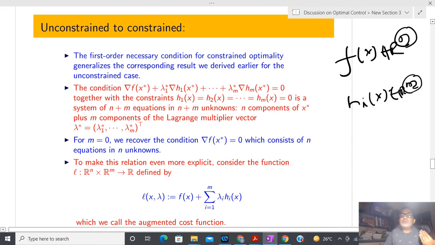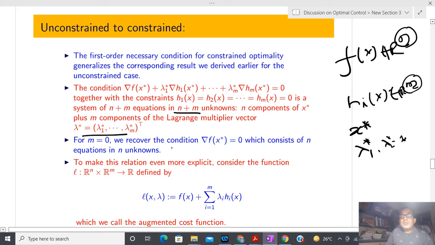So you can assume that I have n plus m unknowns. Now whenever a constraint comes into the picture, the dimension is going to increase. Now the meaning of the minima is that I have x star, and apart from x star I have lambda 1, lambda 2, up to lambda m. So m independent vectors I have.